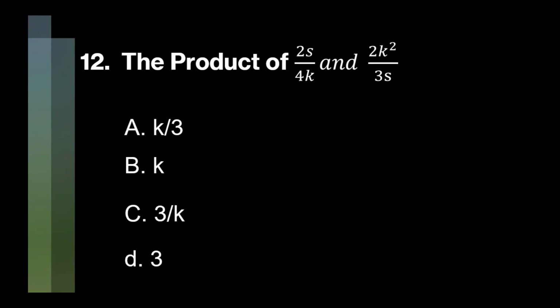Question number 12. The product of 2s over 4k and 2k squared over 3s. Letter A, k over 3. Letter B, k. Letter C, 3 over k. Or letter D, 3.